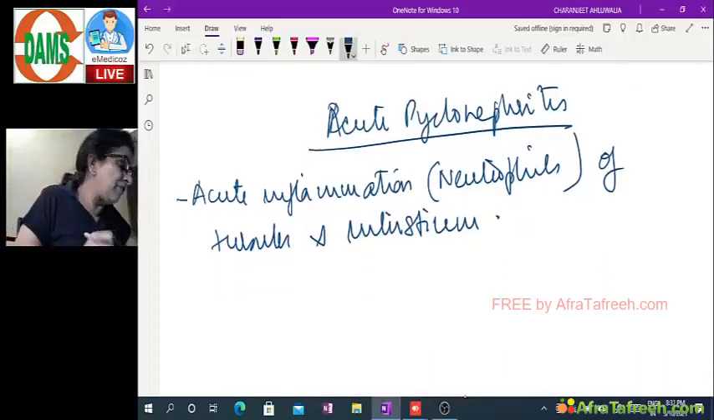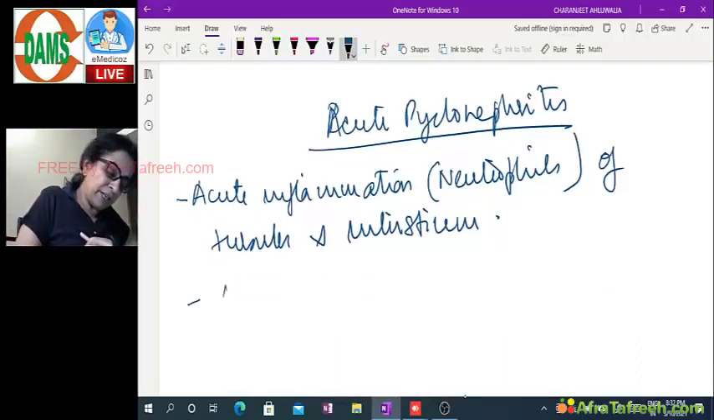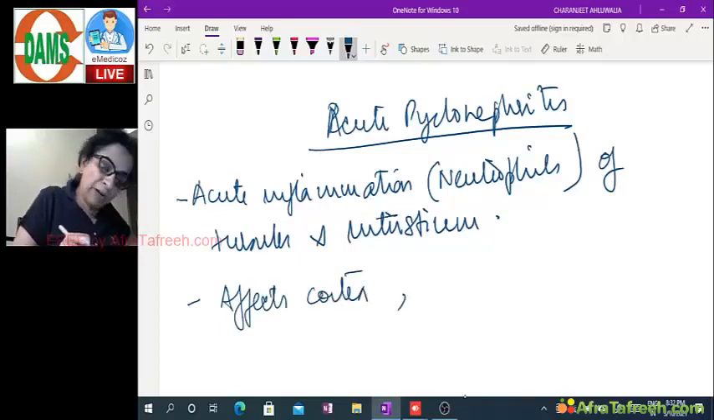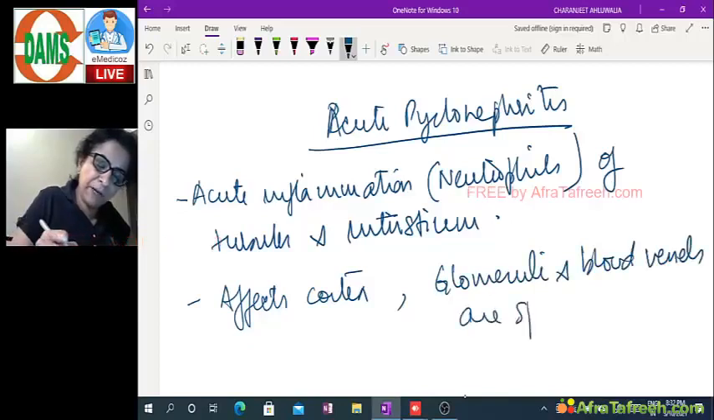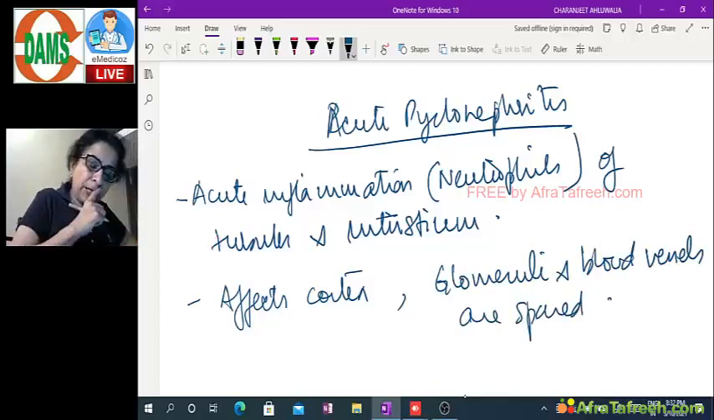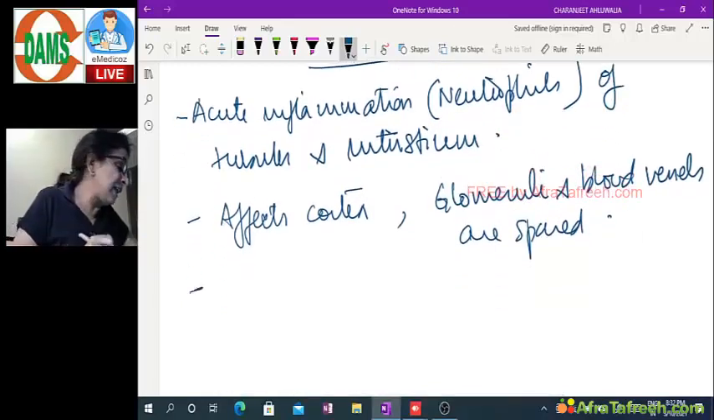Now acute pyelonephritis affects the cortex. It affects the tubules and interstitium of the cortex. Glomeruli and blood vessels of the kidney are spared. So in the cortex of the kidney, the tubules and interstitium will get inflamed.